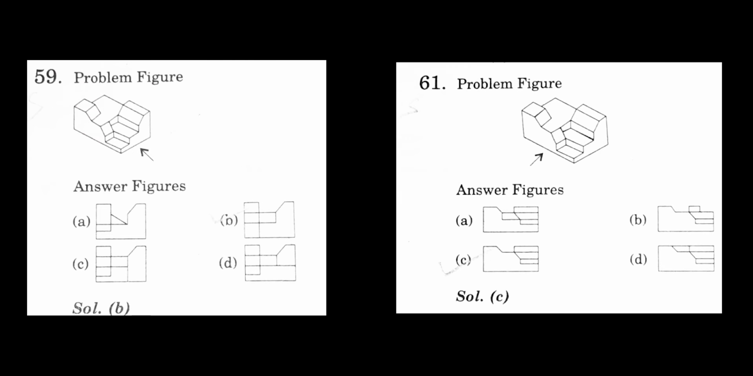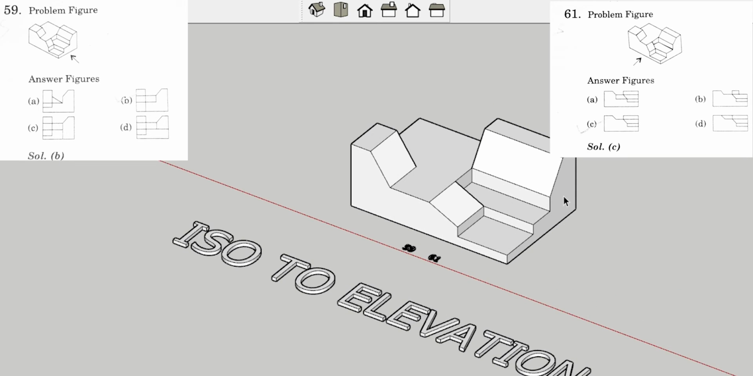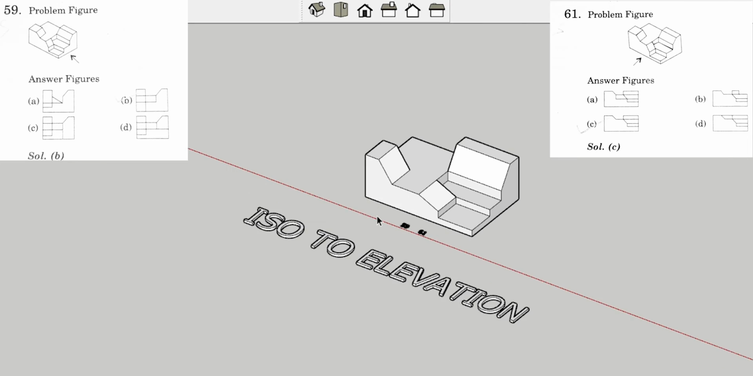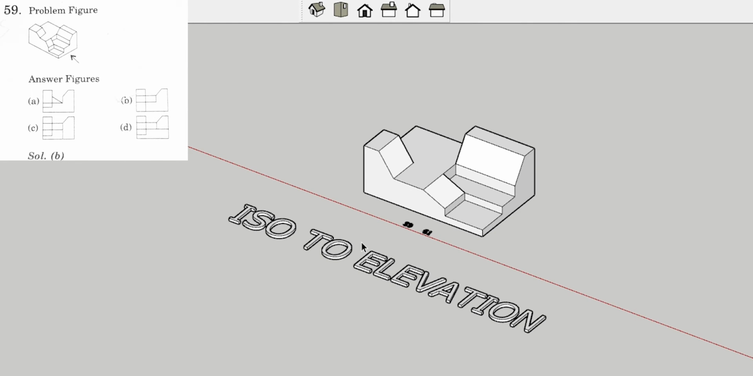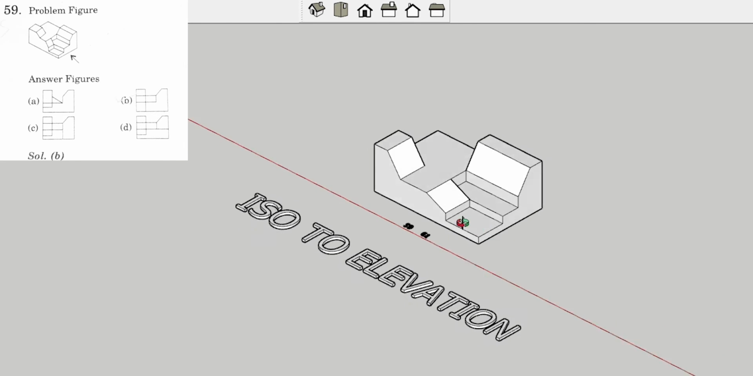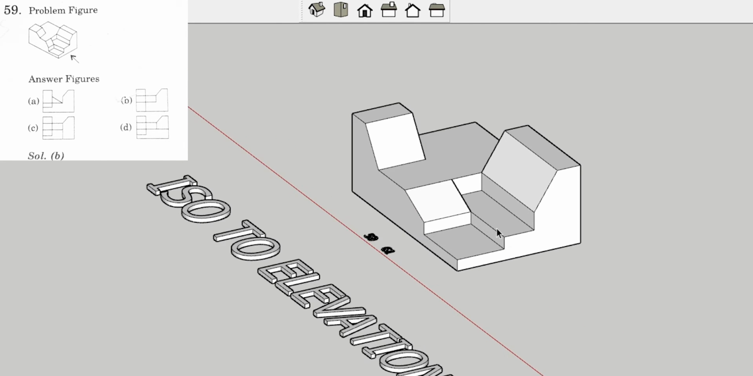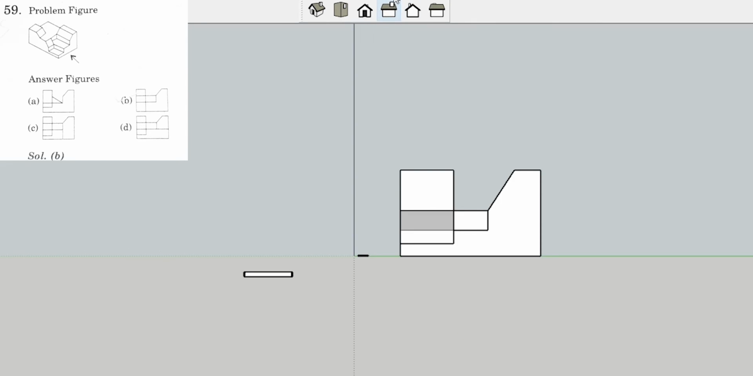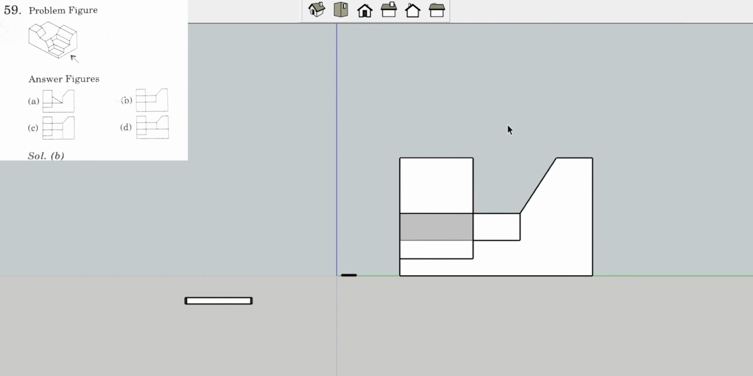So now we will discuss this question. These are the 2 questions that are asked, and the difference is that the elevation is asked from a different side. One elevation is asked from this side and the other elevation is asked from this side. So we will first look at the first question, and we have to find the elevation from this side. Now we will move our camera to this side, and we can see that this is the elevation that we are getting from this side, and the answer for this question is B.